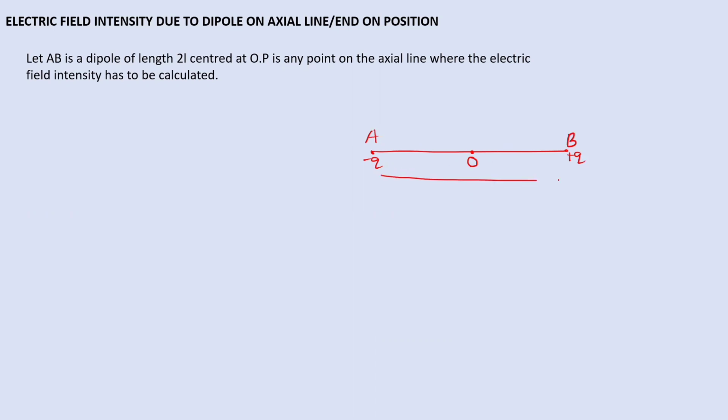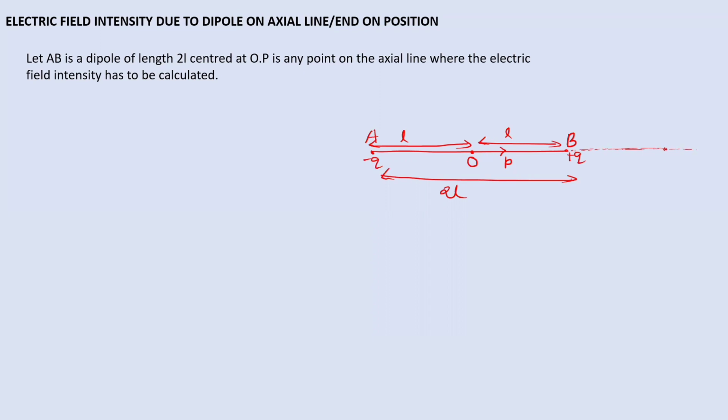We know the separation of the dipole, or the length of the dipole, is twice L. Clear? So if this is twice L, this distance will be L and this distance will be L. Next, what we need to see is the direction of the dipole. We know the direction of the dipole is always from negative charge to positive charge. Clear? Now, since we are asked to calculate the electric field intensity due to a dipole on the axial line, the axial line is the line which is passing along the axis of the dipole. So this is the axis of the dipole, and this line is said to be the axial line.